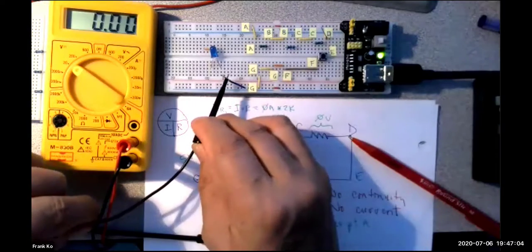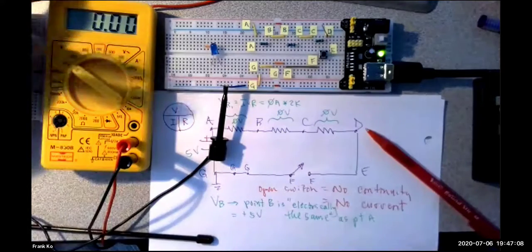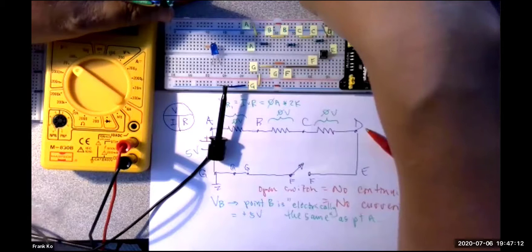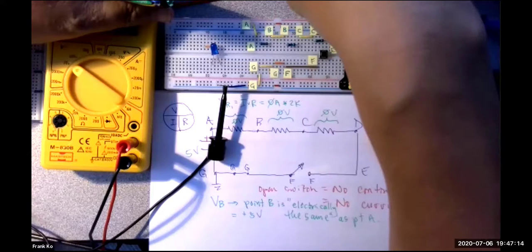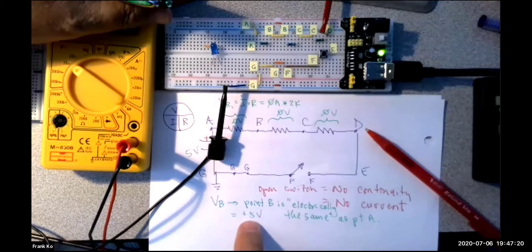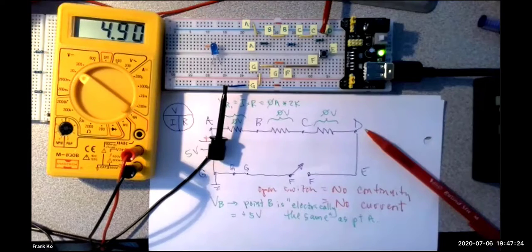This guy will go to ground. And this guy will go to point D. So that's physically at point D. This is physically at ground. We expected the same 5 volts. Guess what? That's my power supply. This is as close to 5 volts as that power supply is going to get.